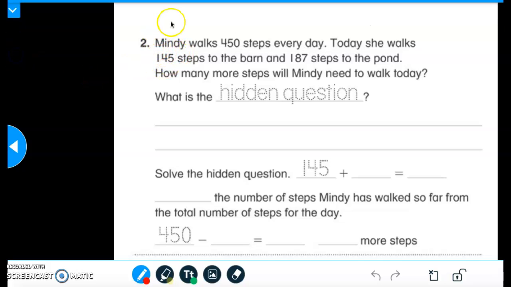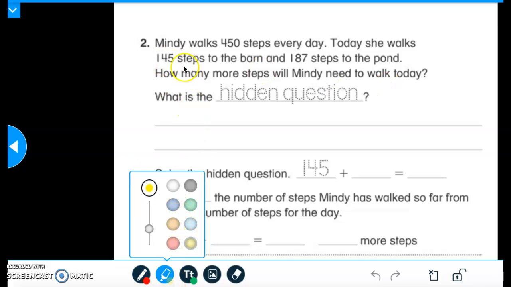So it says Mindy walks 450 steps every day. Today she walks 145 steps to the barn and 187 steps to the pond. How many more steps will Mindy need to walk today? So that is what it's asking us, but we need to answer the hidden question first. So I'm going to get out my highlighting tool and I'm going to answer that hidden question.